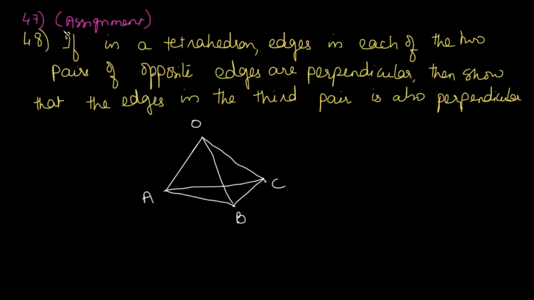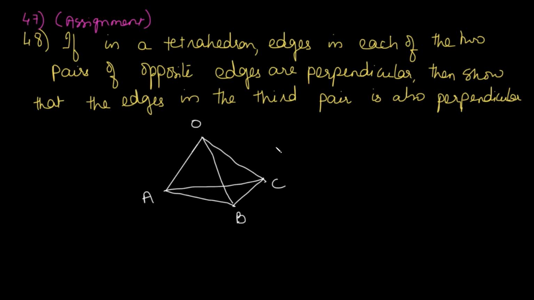Now the 47th question is an assignment for you because it is similar to the 45th and the 46th question. The 48th one: if in a tetrahedron the edges in each of the two pairs of opposite edges are perpendicular, then show that the edges in the third pair are also perpendicular.